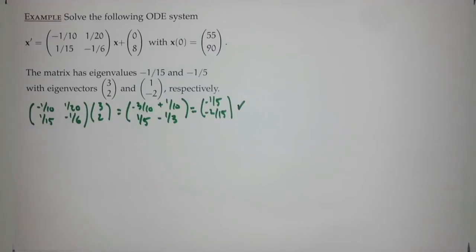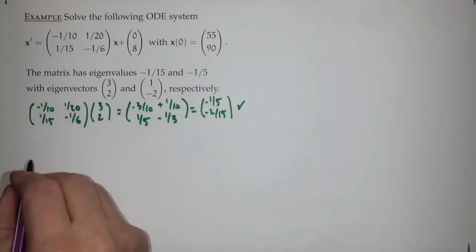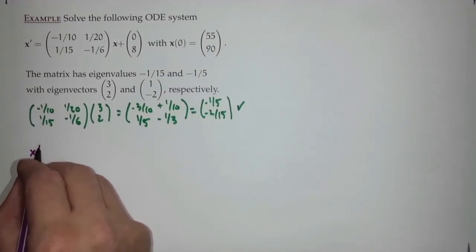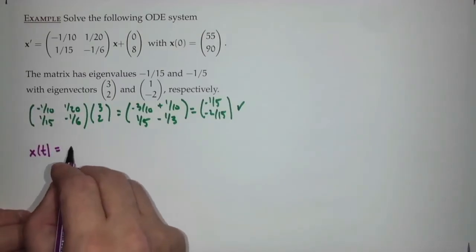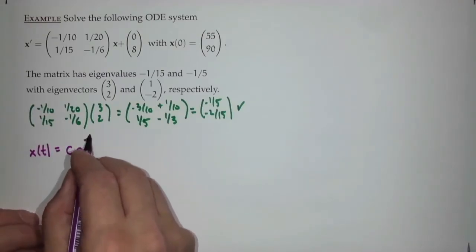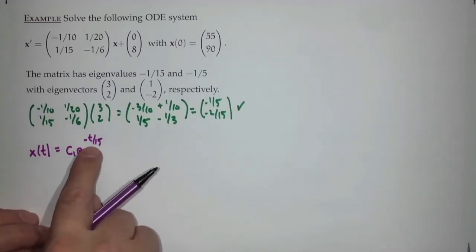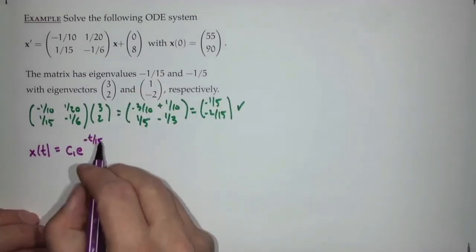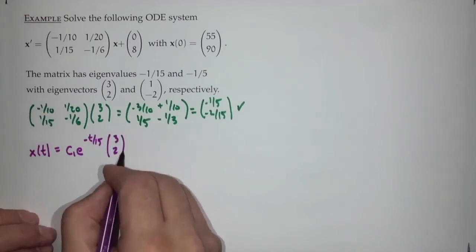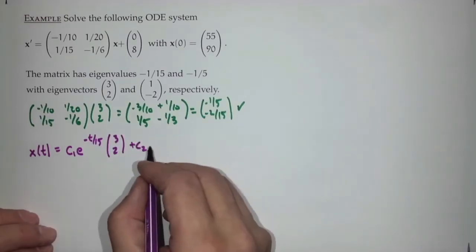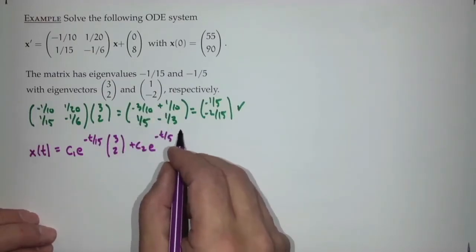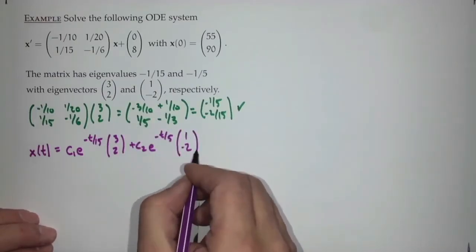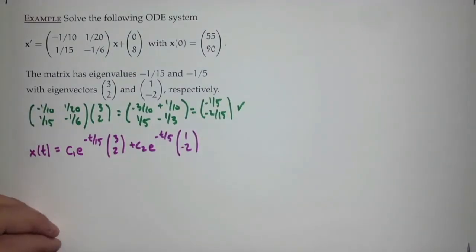All right. Now, what does that tell us? It tells us that we actually know a lot. It says our answer will have some pieces that look like this. Some constant, e to the minus t over 15, so this comes from the eigenvalue, times the vector 3, 2, plus some other constant, e to the minus t over 5, times our other eigenvector, 1, negative 2. And then is there going to be anything else?